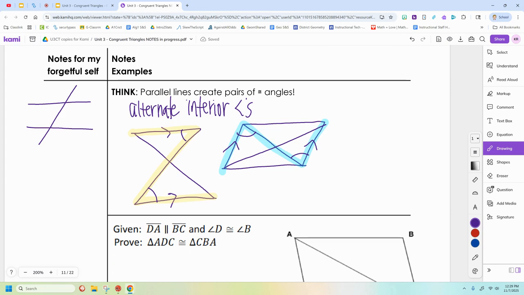Adeline, your turn. Yes, so there can be situations where there's alternate exterior. I'm going to do that on this little picture and show you what I mean. What happens if this triangle were way out here and this triangle were way out there? Do you see the alternate exterior angles? Doesn't come up as often, but this is alternate exterior.